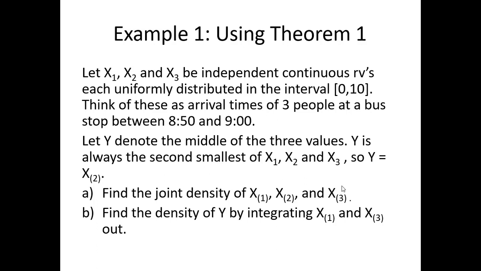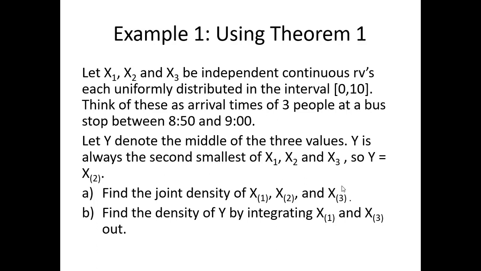Alright, so first example, and this is going to illustrate Theorem 1. Suppose we have x1, x2, and x3. They're independent, continuous random variables, each uniformly distributed in the interval 0, 10. So let's think of these as arrival times of 3 people at a bus stop. Let's say between times 8:50 and 9 o'clock.